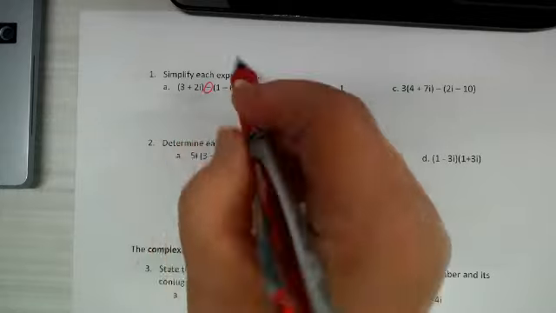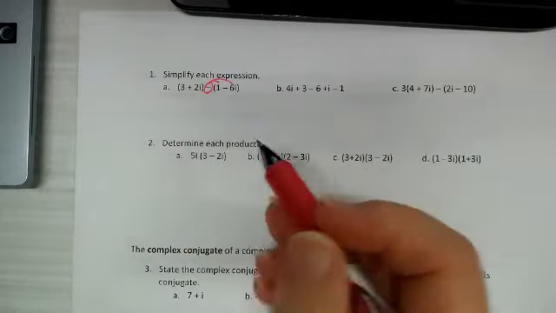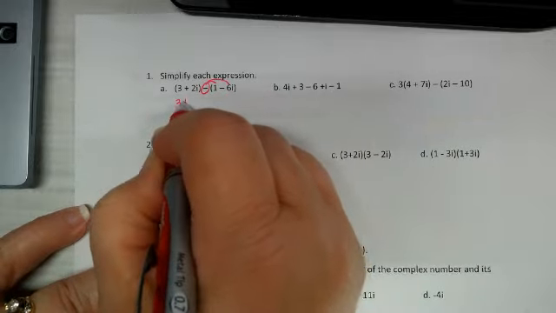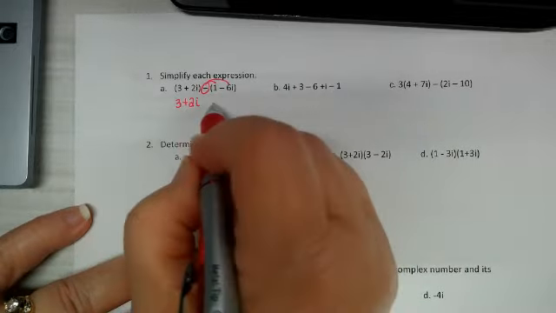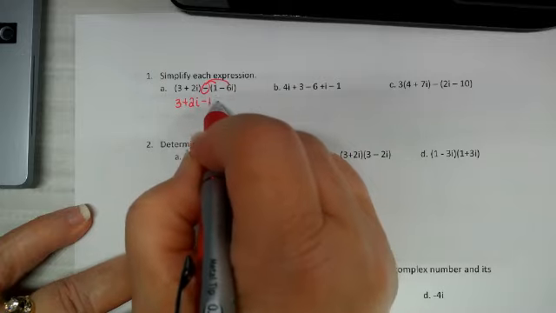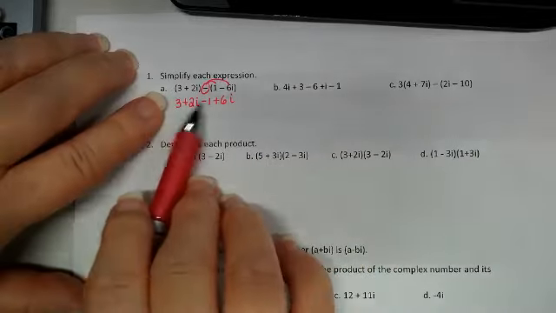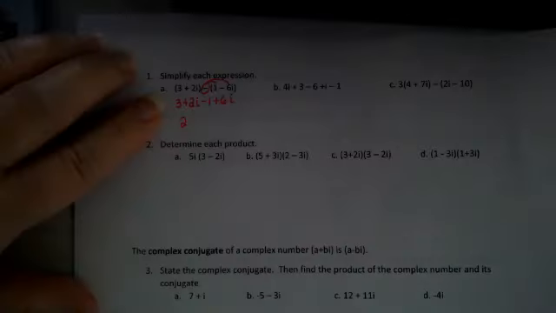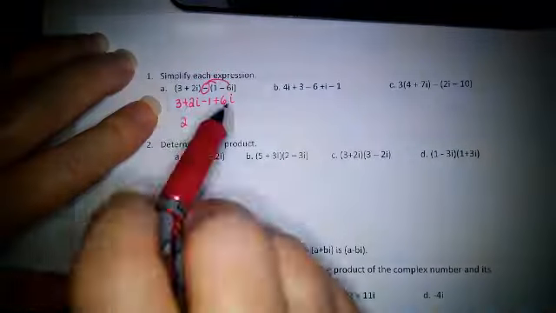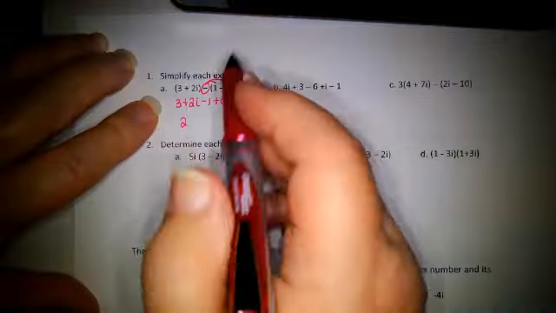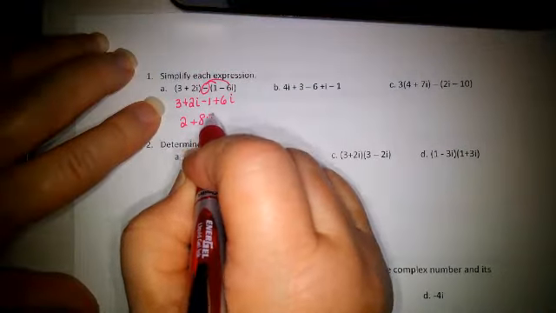When you have a subtraction sign in front of a parentheses, you're going to need to distribute. So this one is 3 plus 2i, distribute your negative, minus 1 plus 6i. And we'll just combine like terms. 3 minus 1 is 2. And 2i plus 6i is 8i.